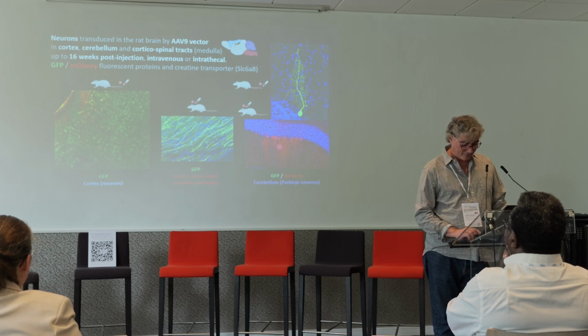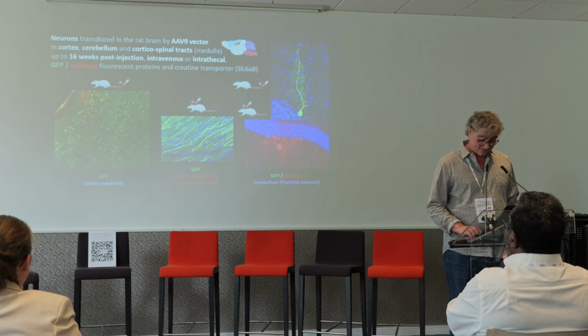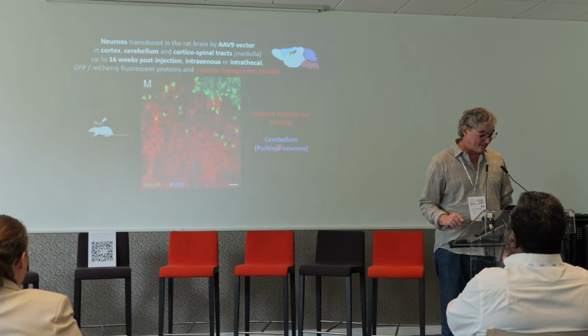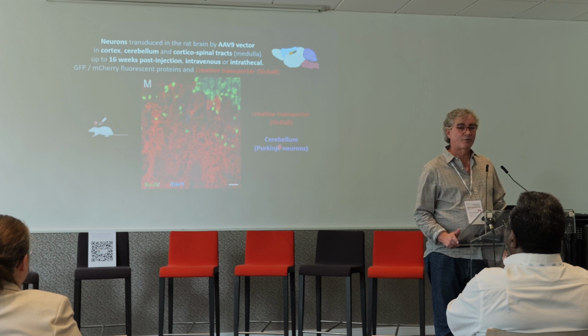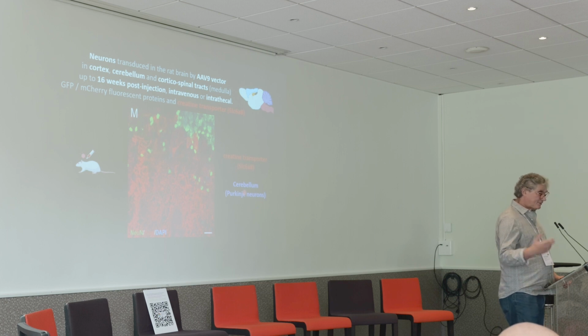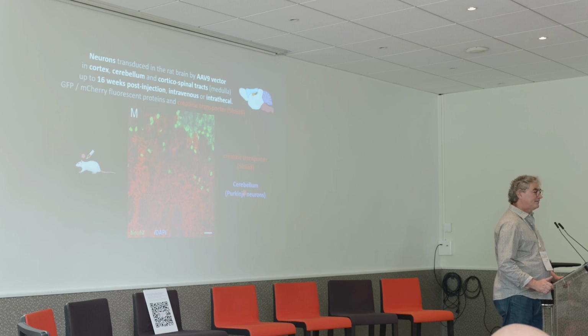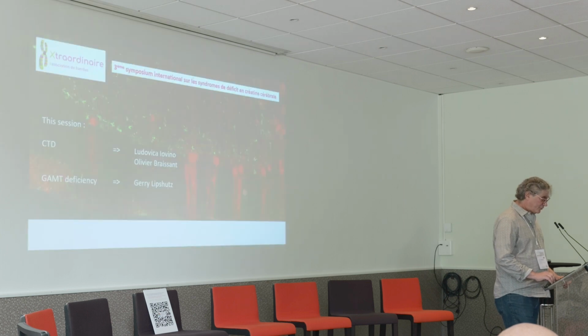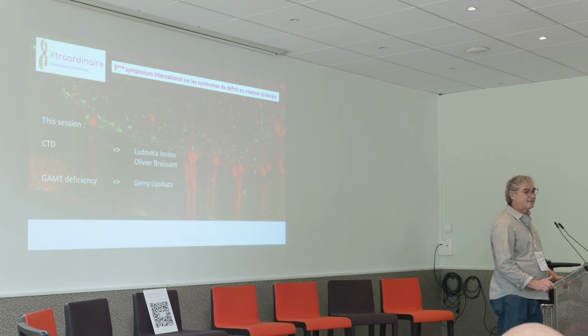So these are fluorescent proteins, but as you will see in the next presentations, we can transduce the transporter of creatine and also GAMT. And this is an example in the Purkinje cells. In red, you have the transduced correct creatine transporter. So we are able to do this, and we hope that in the 3 presentations of this afternoon, 2 on CTD by Ludovica and by myself, and 1 on GAMT deficiency by Jerry, you will see interesting results.